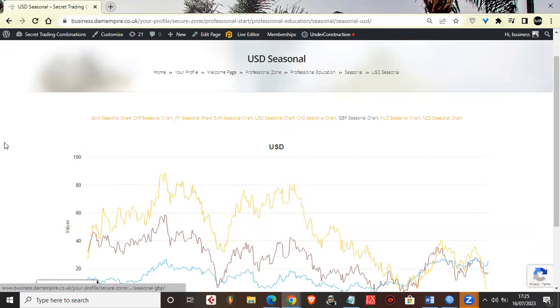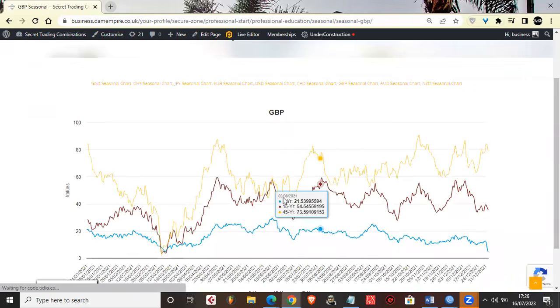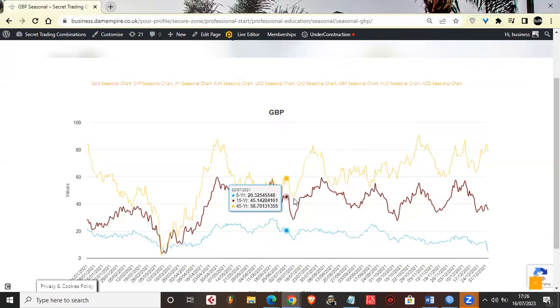Next is GBP. Let's see what GBP has to offer us this term. We're expecting GBP to go short. We're currently right around here, right? And what we can see is the 5 years is looking like a consolidation.